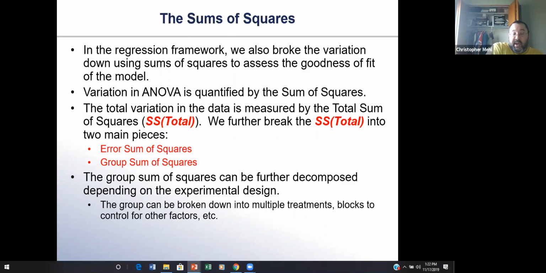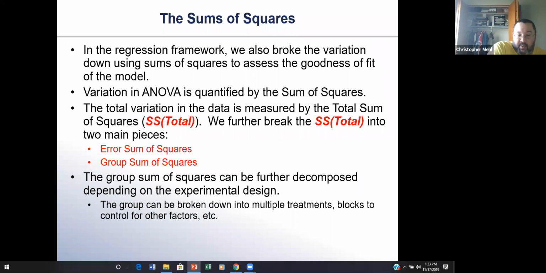And just as with regression, the sums of squares total can be broken down into pieces. For starters, we're going to break it into two pieces: the error sum of squares and the group sum of squares. This is analogous to the regression ANOVA. We had the sum of squares due to the regression, that was our model, and then we had the error piece. So it's the same two pieces that we're really looking at.